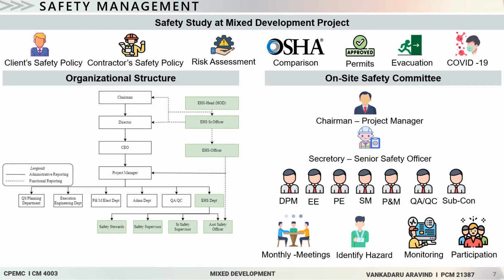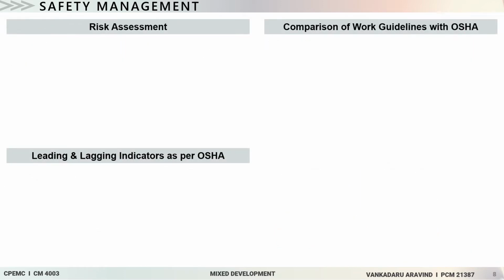Under this, the chairperson is the project manager, the secretary is the senior safety officer, and all the major stakeholders are part of this committee. The major activities of this committee are to conduct and participate in monthly and weekly safety meetings, identify various hazardous activities on site and near misses also, and monitor the workmen of the activities, and there should always be active participation regarding the safety aspects on site.